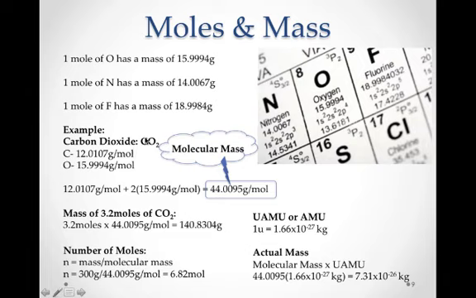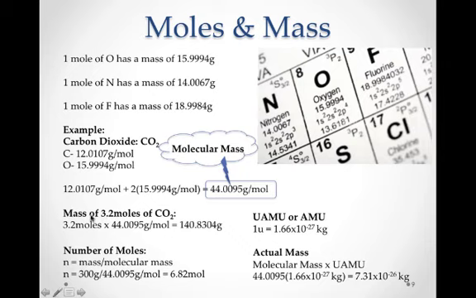Now, if we don't have singular atoms, if we have molecules, for example, if we have a carbon dioxide molecule, which is CO2, we have 1 carbon and 2 oxygen atoms making up that molecule, then we would take the atomic mass number of carbon plus 2 times the 15.9994 grams per mole for each oxygen atom, and we would get a total of 44.0095 grams per mole for a carbon dioxide molecule. So this number is actually called the molecular mass.